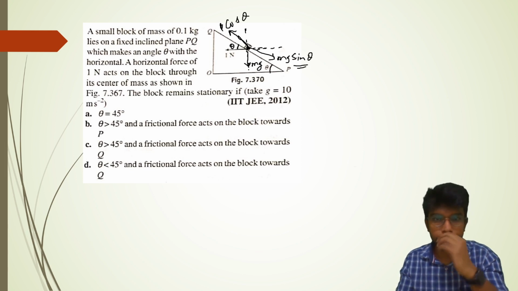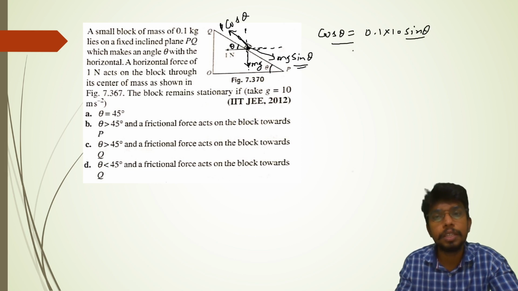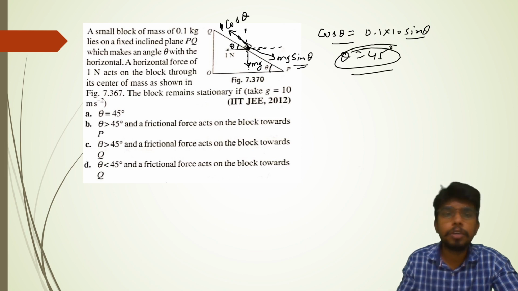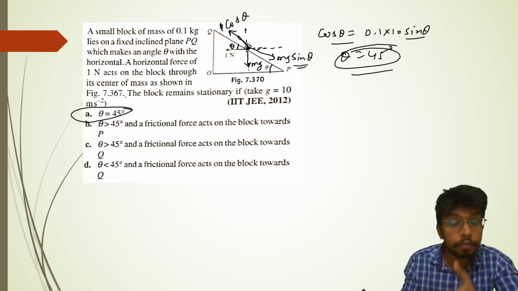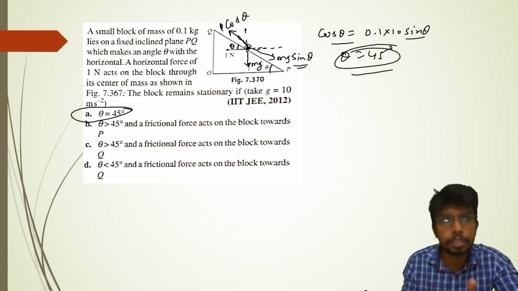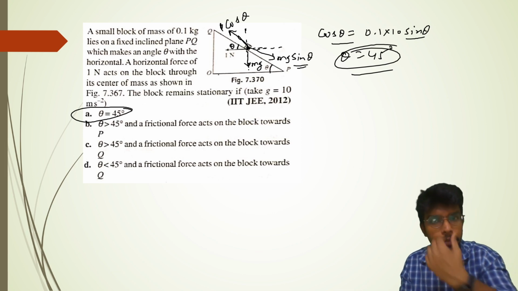So 1 cos theta equals mg sine theta, the mass is given as 0.1, so 0.1 into 10 into sine theta, so that means cos theta equals sine theta. In that case the block will not move. That means theta equal to 45 degree, the block is not going to move. So theta equals 45 degree, the block remains stationary. I have considered a situation where there is no friction. Here they have not mentioned anything about the friction. That means at this point they will balance out and the body will remain at rest.